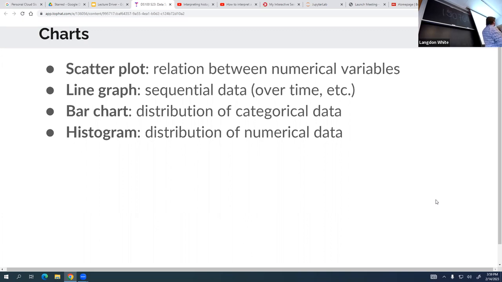Then a bar chart shows the distribution of categorical data. So this was like how many movies were produced by which studio that made $1 million+ or whatever. And then a histogram is the distribution of numerical data, so the density, or how much it tends to be. And we use histograms a lot.